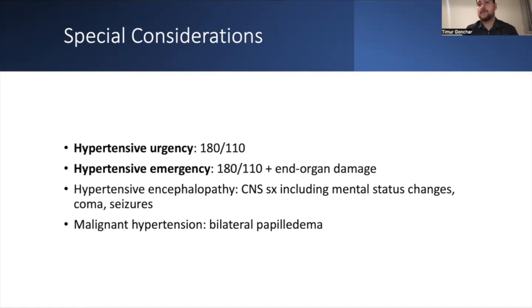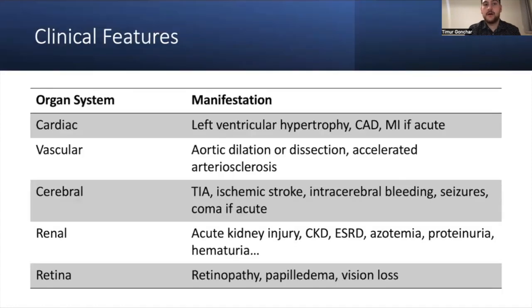Some other definitions that are important for STEP and for the wards as well are hypertensive encephalopathy, which is a hypertensive emergency with some CNS symptoms, including mental status changes, neurologic deficits, seizures, comas, all the CNS symptoms, and malignant hypertension, which is a little bit of a controversial term, meaning extremely elevated blood pressure with bilateral papilledema, but we're going to talk about ophthalmologic symptoms of hypertension on this slide.